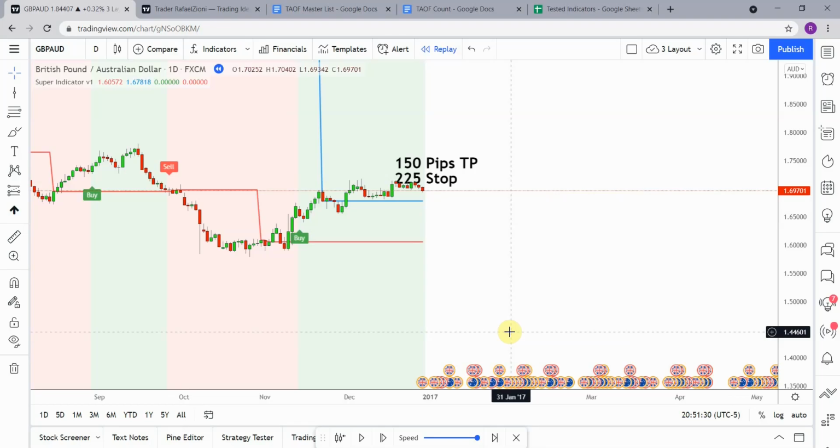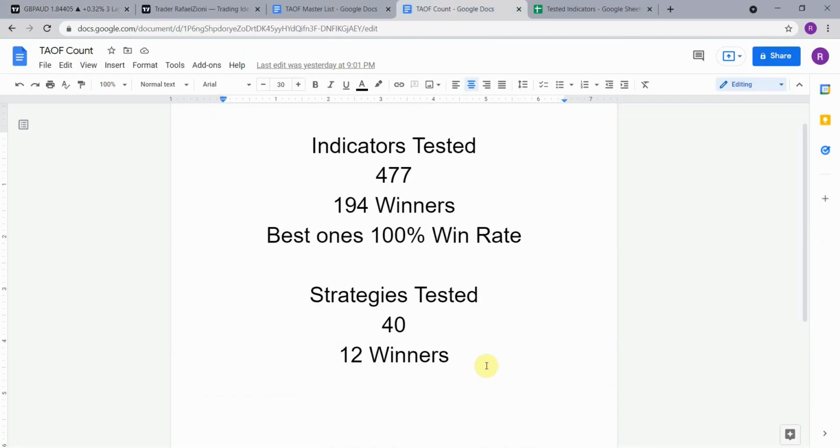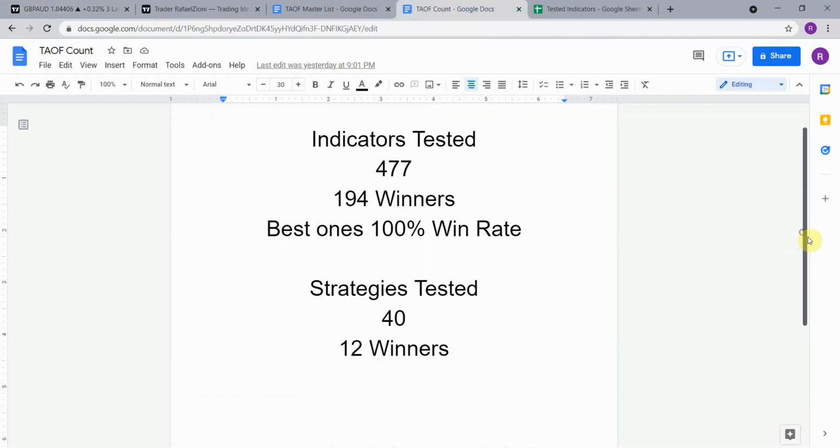Alright, as I said, today we will be testing the super indicator. Before we do though, I wanted to put the testing scoreboard up for everyone to see. So to date, we have tested a total of 40 different strategies, with 12 of them being winners. We have also tested a total of 477 indicators, with 194 of them being winners.